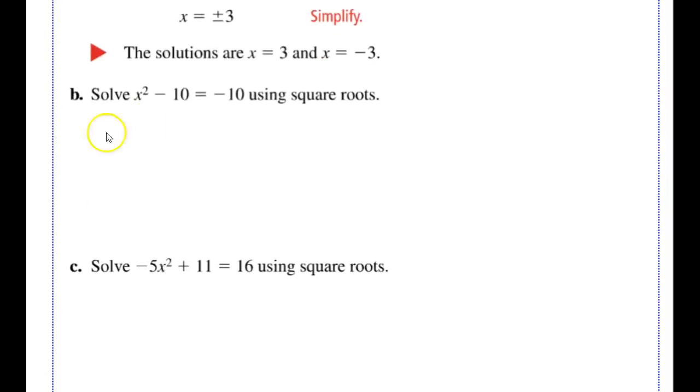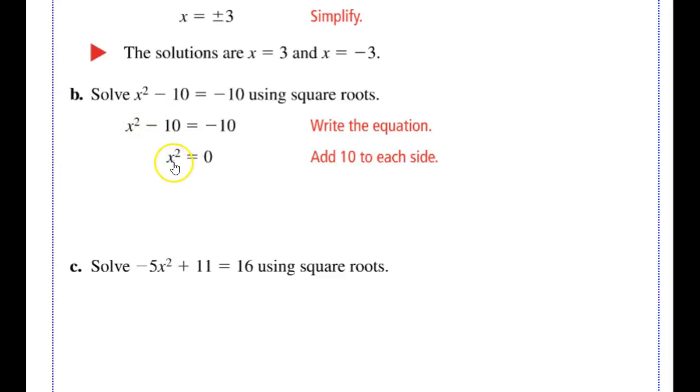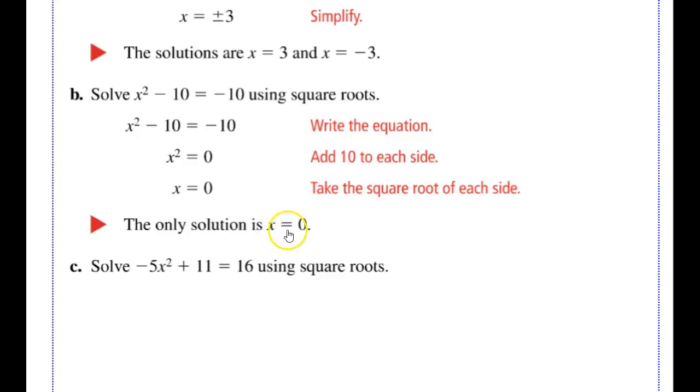So now let's look at part B. Solve this, x squared minus 10 equals negative 10, using square roots. So first I take my original equation and I'm trying to isolate or solve for this x squared. So I add 10 to both sides. Well, I see I have this x squared equals 0, so I know that x is equal to 0. So I only have one solution at 0.